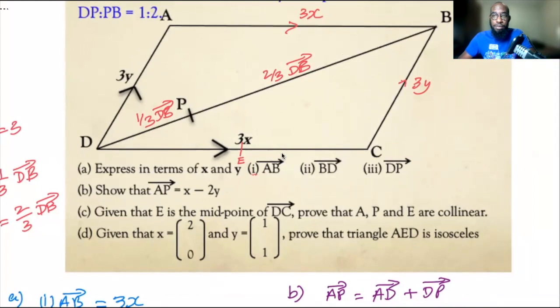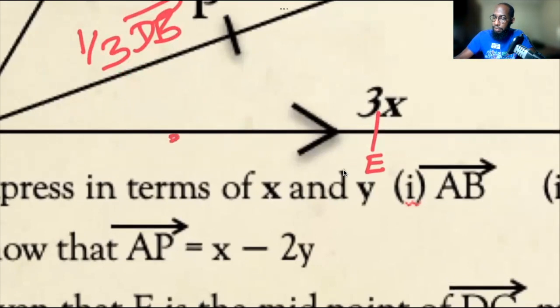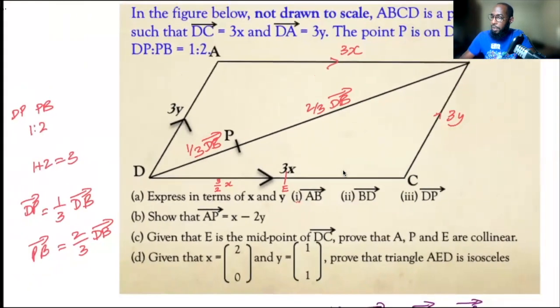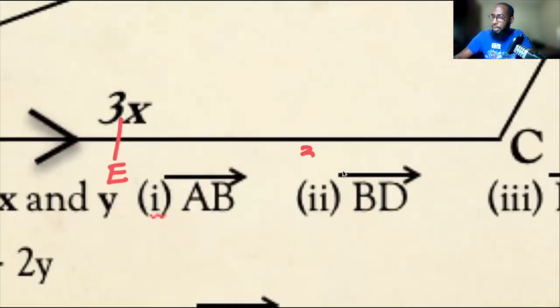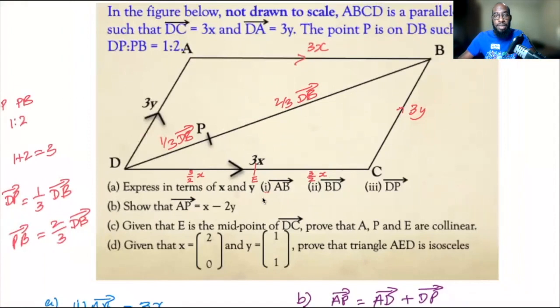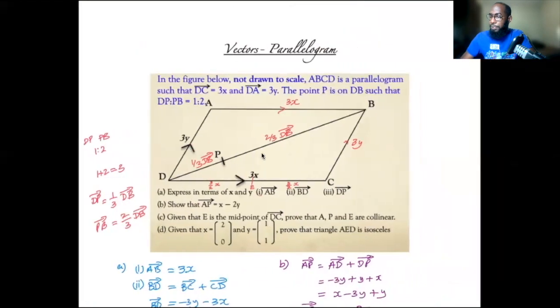And midpoint means if the entire line, well, in this case, the entire length of DC is 3x, half of that would be 3 over 2x. So across here, we would have 3 over 2x. And across here, we would have 3 over 2x, right? 3 over 2x plus 3 over 2x, you will get 3x. Check it out. All right.